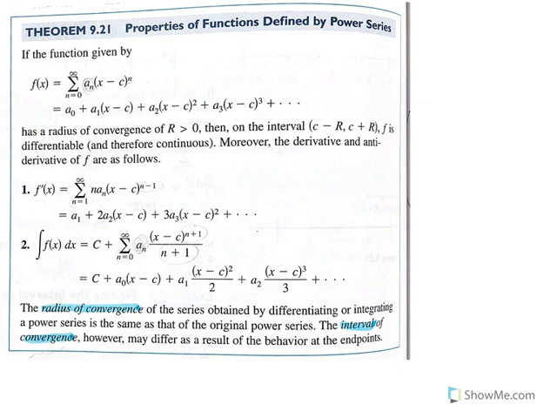Again, Theorem 9.21 states that the radius of convergence of the series obtained by differentiating or integrating a power series is the same as that of the original power series. So maybe I'll do the ratio test on the original power series, but I don't need to do the ratio test on the other two because all three will have the same radius of convergence. I do need to check for convergence at the endpoints for all three power series.